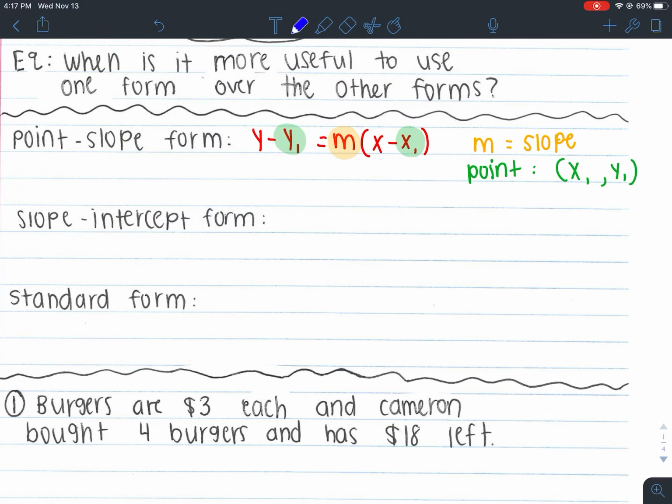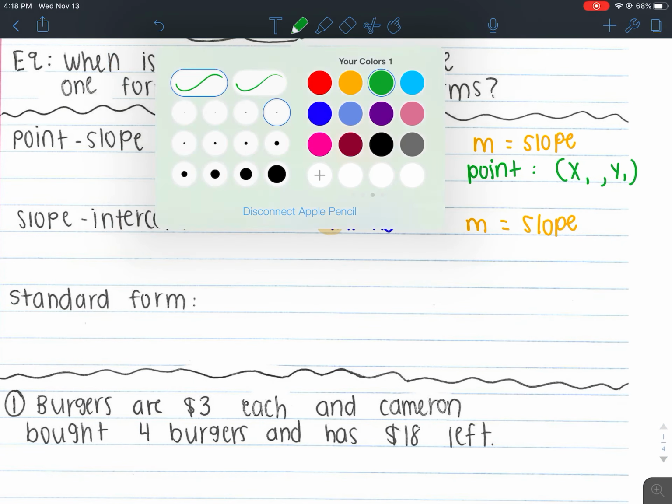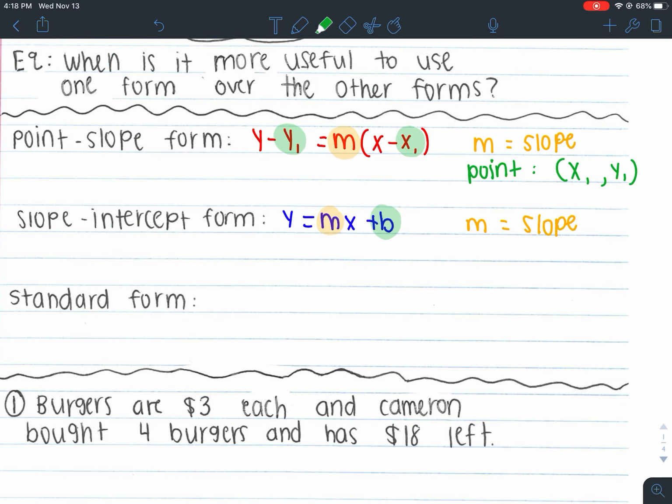All right, the next thing we're going to talk about is the slope-intercept form, which is the form you learned in 8th grade. Y equals mx plus b. It's called slope-intercept form because it gives you a slope and an intercept. But more importantly, it gives you the Y-intercept. So the m is your slope, and it's always going to represent your slope. The b represents your Y-intercept. So if b was 5, then your Y-intercept would be 0, 5.